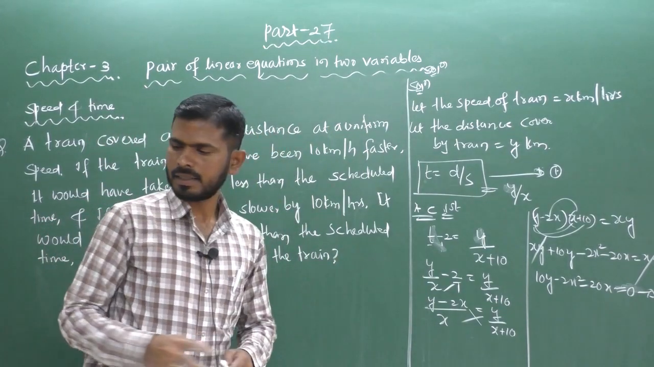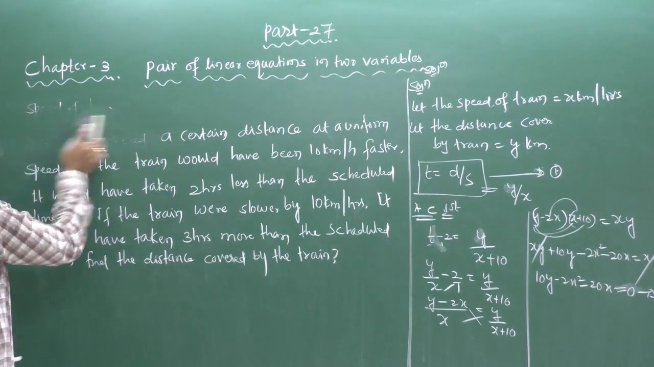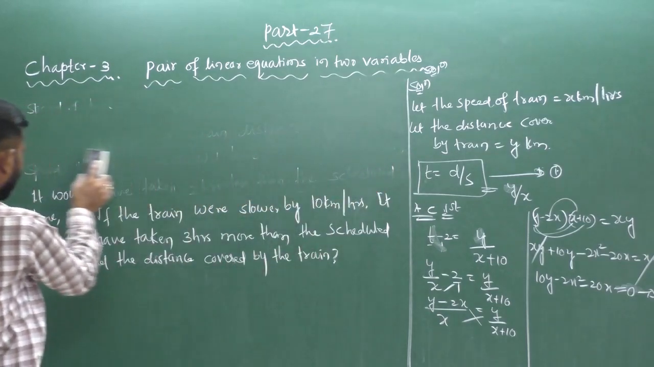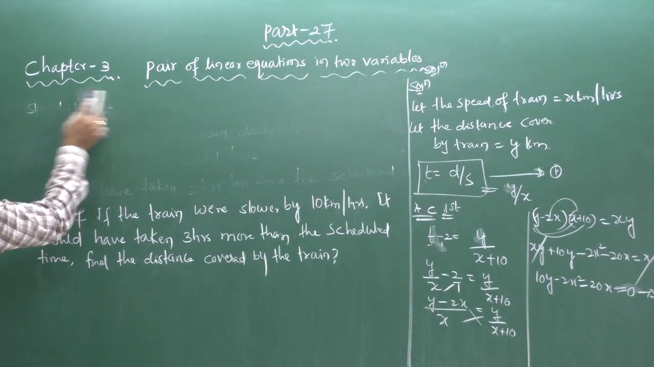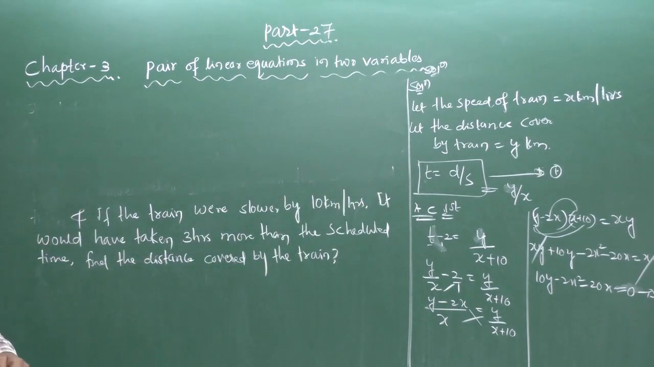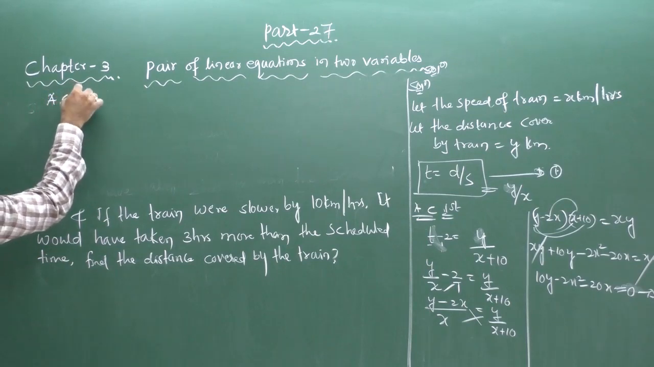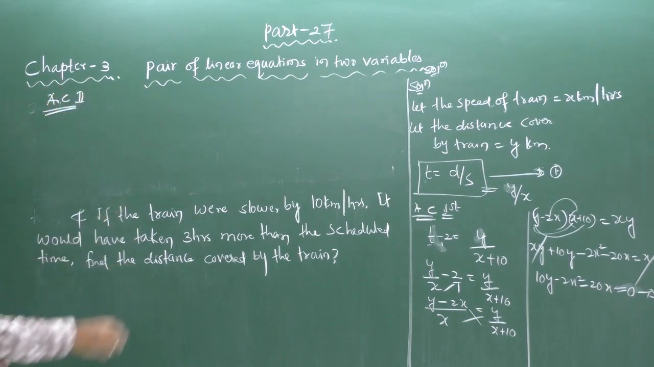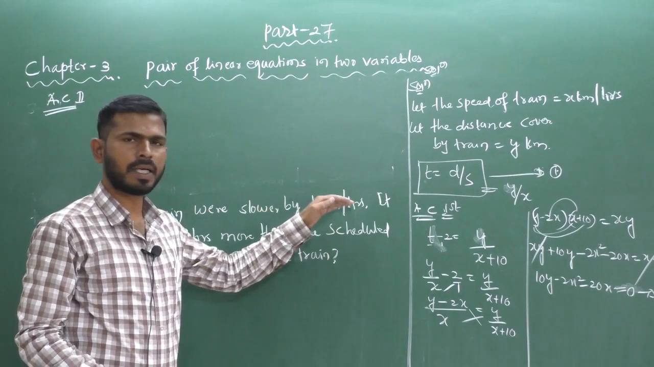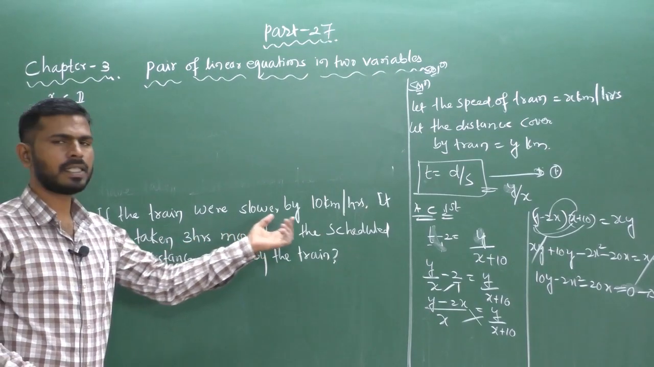So next you can write equation number 2. I will keep this one and write the second equation here. The second equation starts from here. That's why I wrote the remaining part. So the second condition you can write here. According to the second condition, if the train were slower by 10 km per hour, it would have taken 3 hours more than the scheduled time.